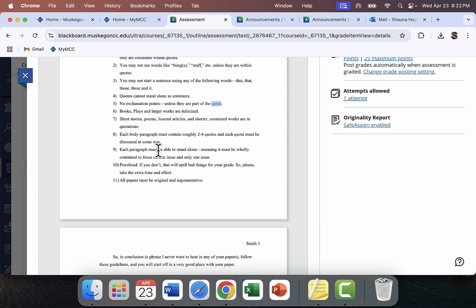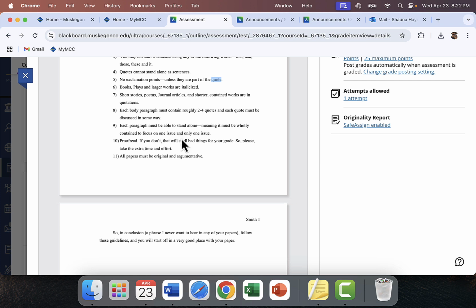Each body paragraph must contain about 2 to 4 quotes, and each quote must be discussed. So you do not want to get in too much of a rush and just start dropping quotes into your paragraphs as support. You need to make sure that you're using your own language and describing and detailing the reason why you've included that quotation, how it supports your overall thesis.